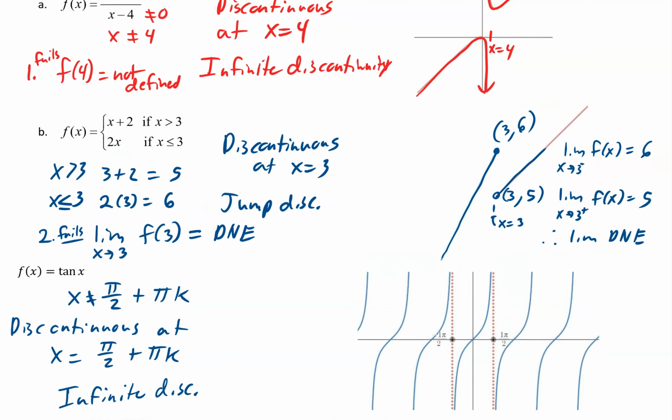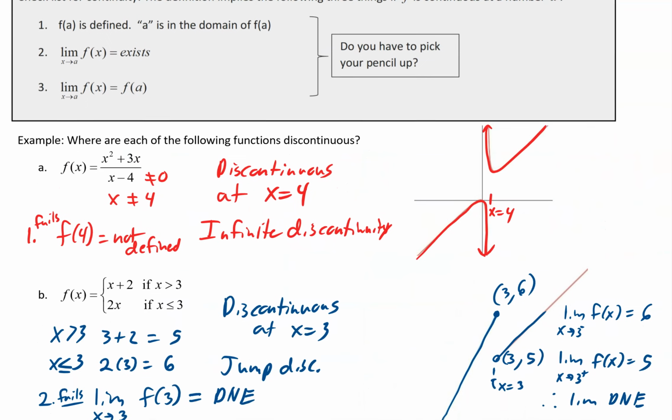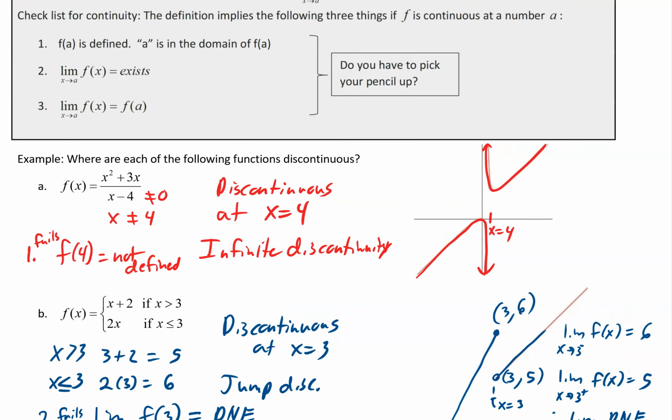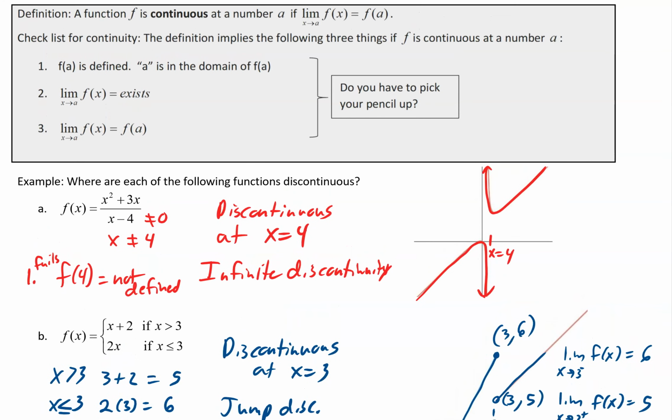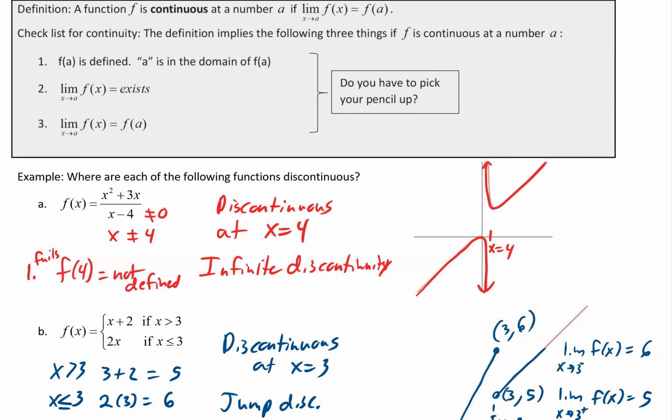And so again, here's my question. Think about it real quick before I tell you the answer. Which of these on our checklist disprove the continuity? So they show that it is not continuous. They show that it is discontinuous. Is it 1, 2, or 3?